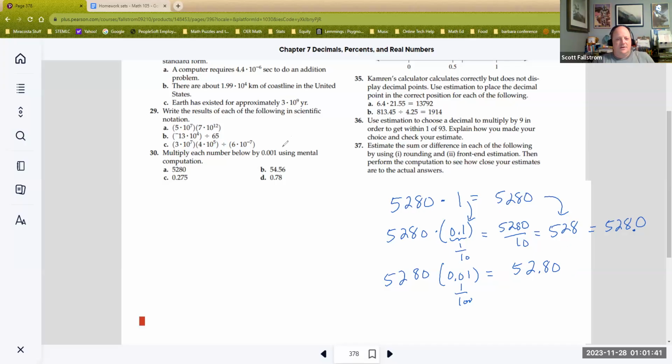So the question for you is now, what happens when I multiply each number by 0.001? I'm showing a nice little way to think about it here, and I hope that takes care of it. Again, every one of them in number 30 is 0.01.